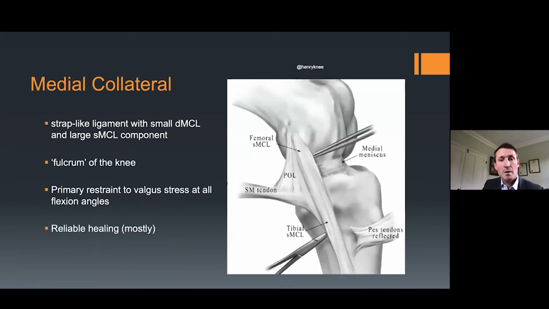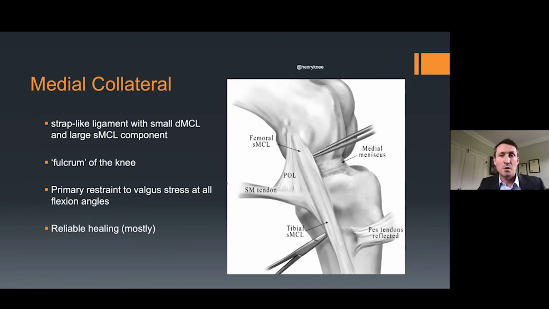Onto the medial collateral ligament. Now, this one is the physiotherapist's friend. The medial collateral ligament of the four main knee ligaments is the one that heals best. It has two components. It has a deep and a superficial. It's like a strap on the inside of the knee, and it is a restraint to valgus stress at all flexion angles. They heal very, very well in most cases.